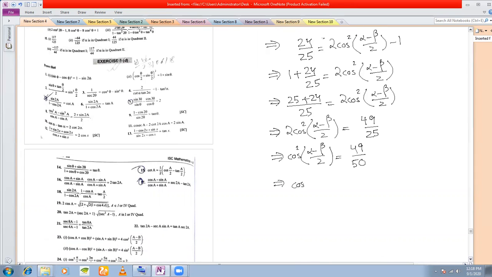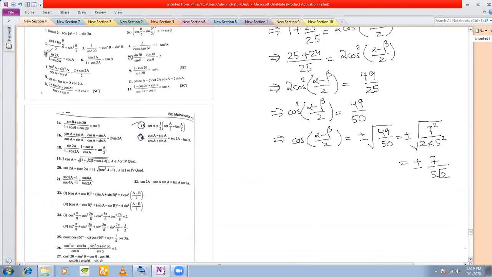And what is cos((alpha minus beta) by 2)? It is plus or minus square root of 49 by 50, which can be prime factorized: 49 can be written as 7 square and 50 can be written as 2 into 5 square. So therefore, this can be written as plus or minus 7 by 5 root 2, right? We have got the value of cos((alpha minus beta) by 2) as plus or minus 7 by 5 root 2. Now the question is, which sign should I take, plus or minus?